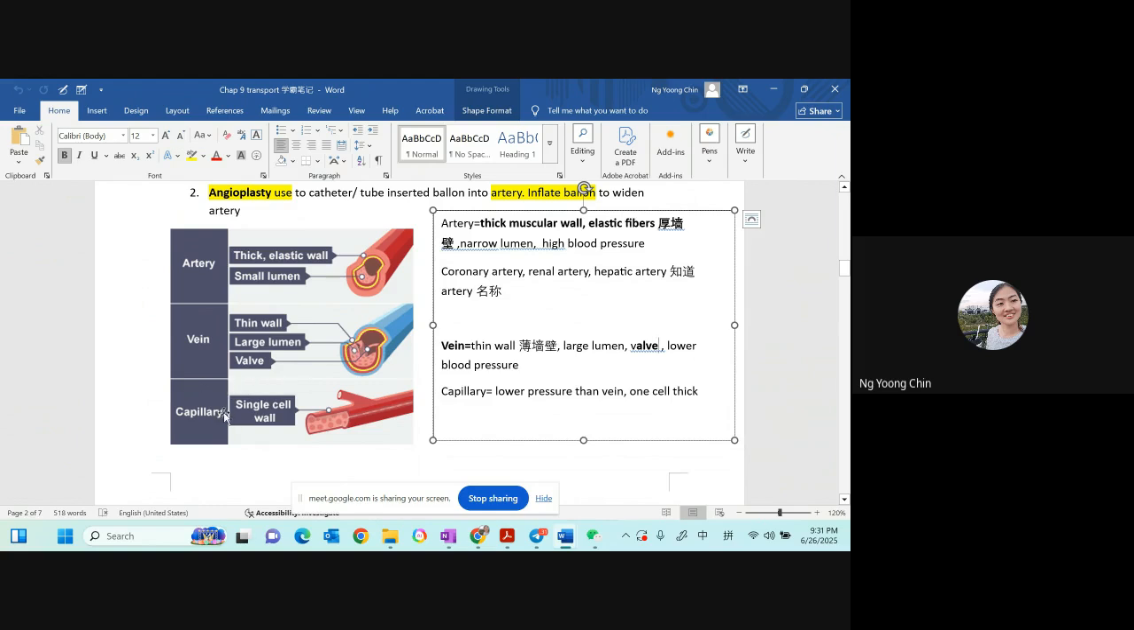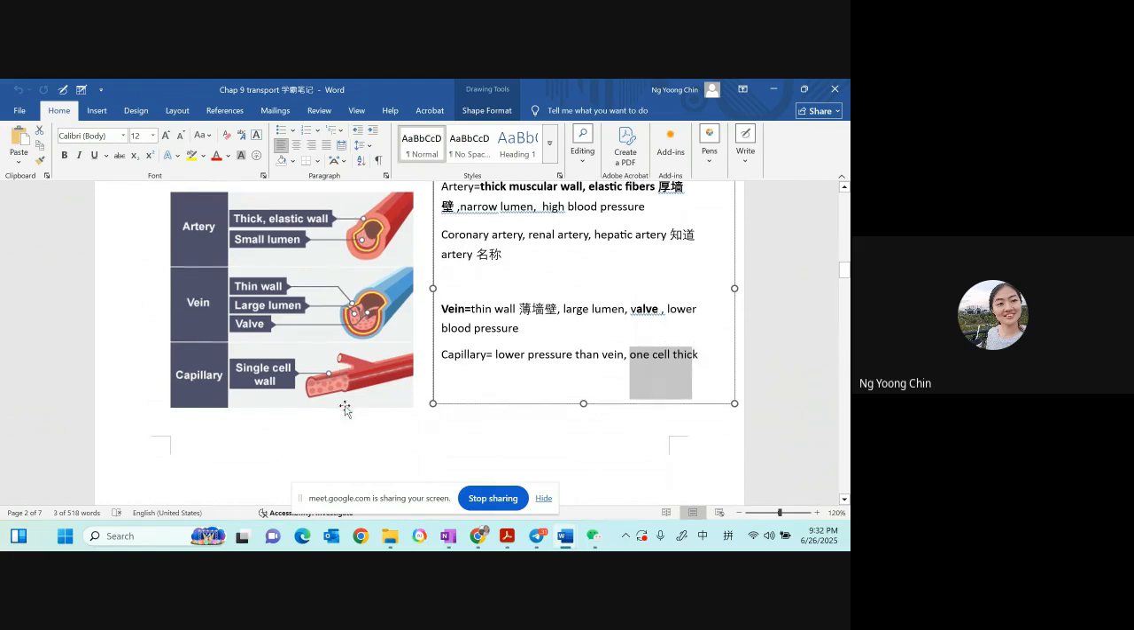Then how about capillary? Capillary has a much lower pressure than the vein, and it's one cell thick. Capillary actually has the lowest pressure compared to the vein. Artery is very high, vein is low, but capillary is much lower, because the capillary wall is much thinner than the vein. Capillary is just one cell thick. One cell thick means the thickness is just like a cell. That means it's very thin, so capillary is formed by a single cell.